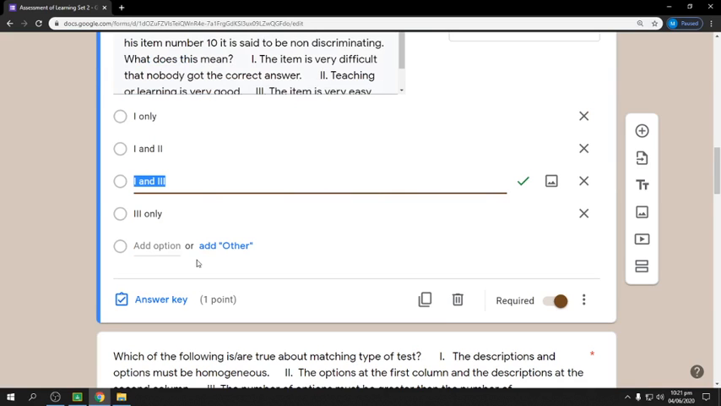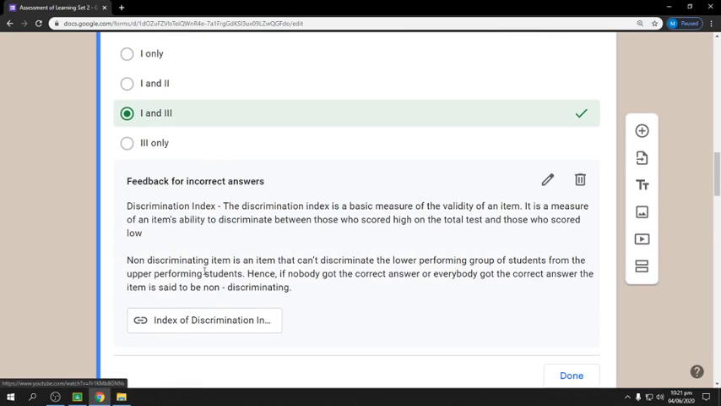1 and 3 were correct. So now let's see the rationalization.